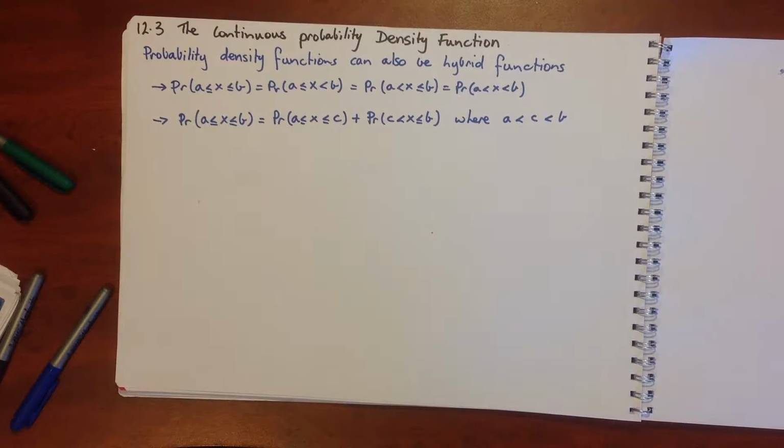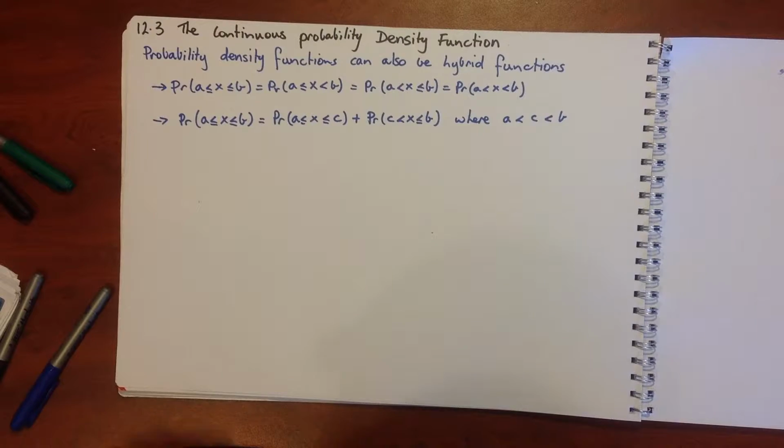Okay, in this tutorial we're looking at section 12.3, which is the continuous probability density function. Now, in the last tutorial we were introduced to our probability density functions, but our probability density functions can also be a hybrid. That just means that they can be made up of multiple parts.